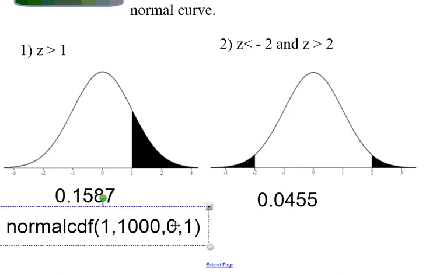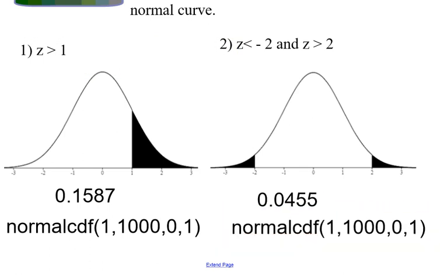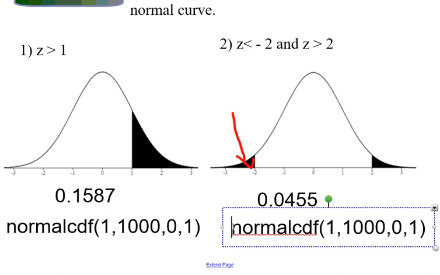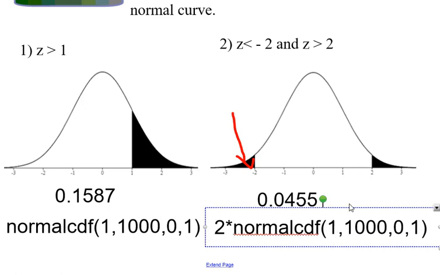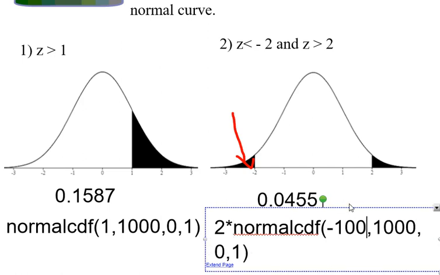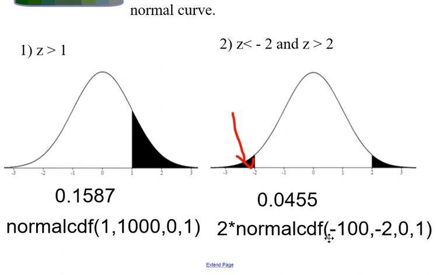This one on the right, the way to do it is find the area of one of these and then double them. So let's do this one to the left. So I'm going to find this and then just simply double it. So I'll do 2 times normal CDF. The lower would be negative, 100 would be big enough, all the way up to -2. Standard, so 0 and 1 for the mean and standard deviation. Find this area, double it, and then you're going to get that value. So that's how you'd have to do one where it's split like that.